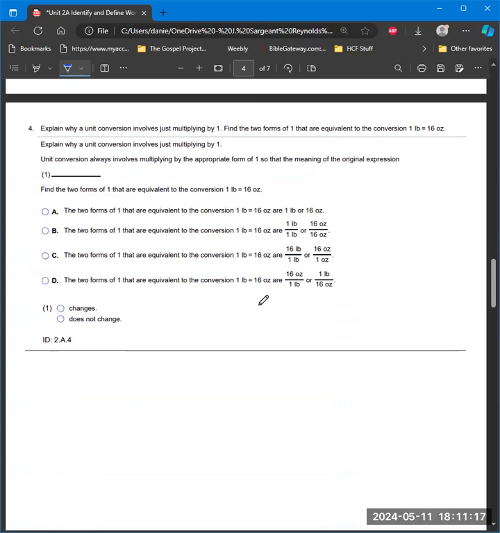Explain why a unit conversion involves just multiplying by 1. Find two forms of 1 that are equivalent to the conversion 1 pound equals 16 ounces. So unit conversions always involve multiplying by the appropriate form of 1 so that the meaning of the original expression does not change. Two forms of 1 that are equal to 1 pound equals 16 ounces are 16 ounces over 1 pound, or 1 pound over 16 ounces. That's D.